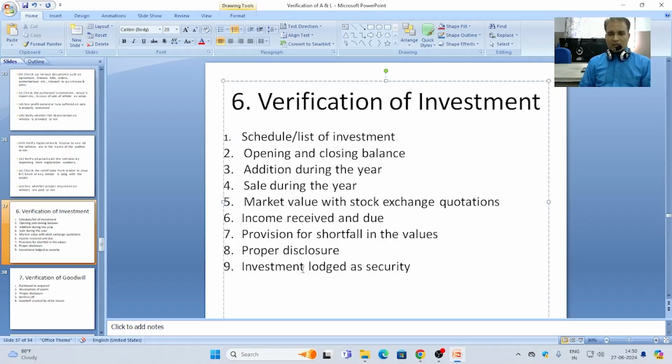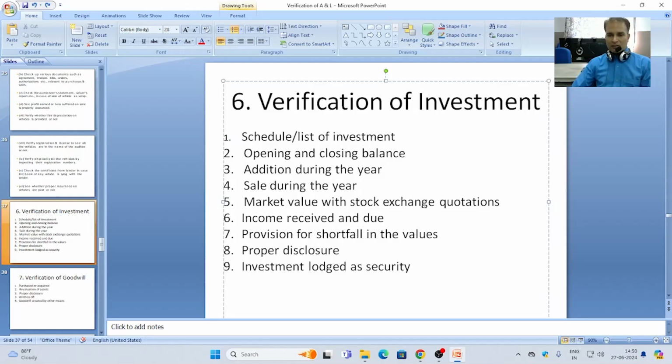It is expected from the auditor that if investment is pledged as security or mortgage, then it should be properly shown in the books of accounts of the client. So these are the points by following which an auditor can easily verify the investment shown in the balance sheet.